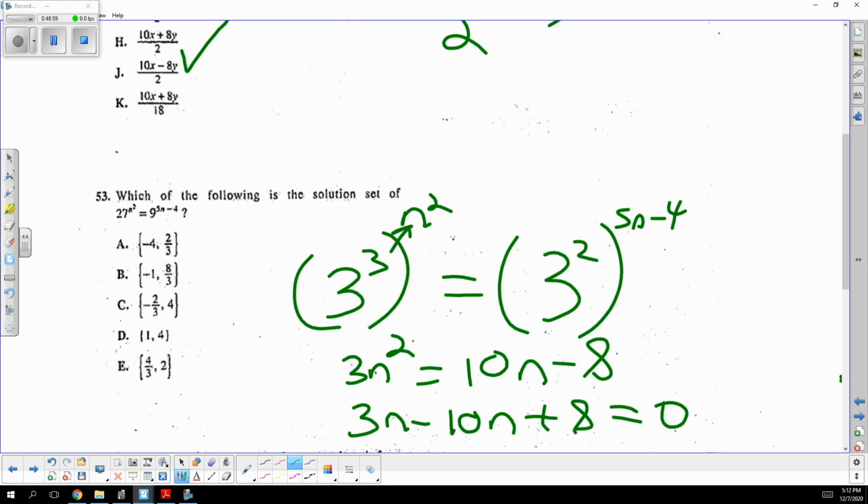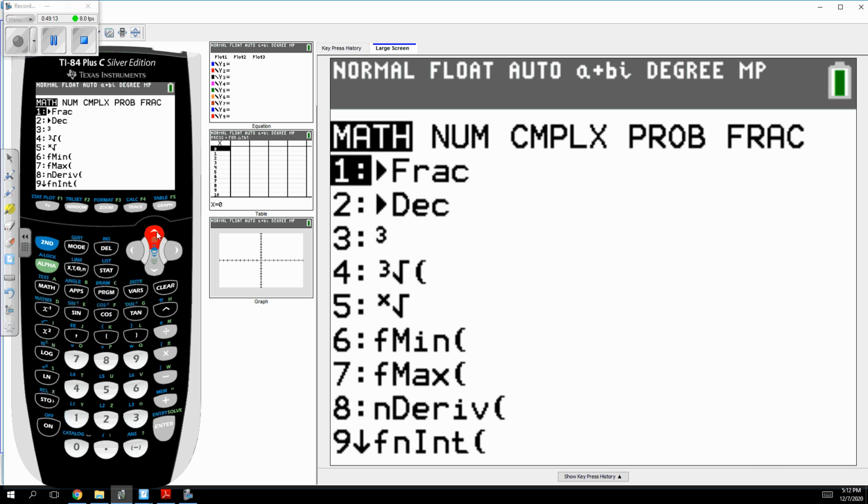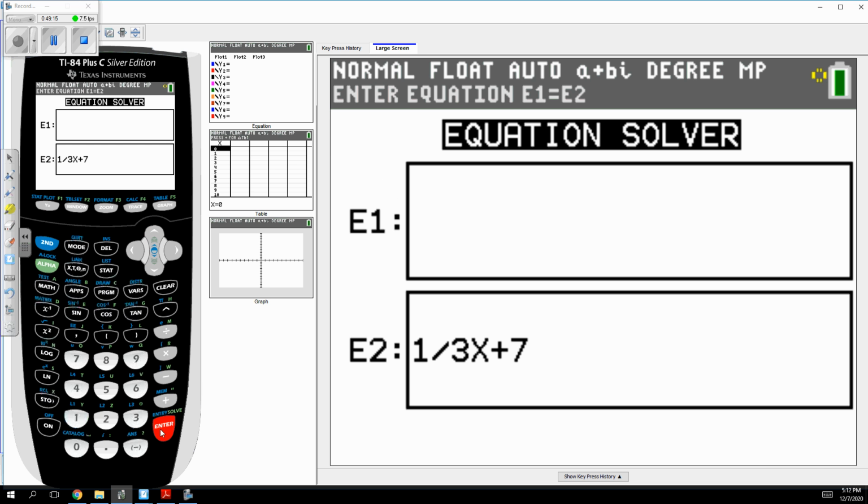Uh-oh. What did I do wrong? Oh, there they are, 4/3 and 2. Adventuresome people could use the equation solver, and that's a nice part of my course, so I don't want to cheat you out of that.